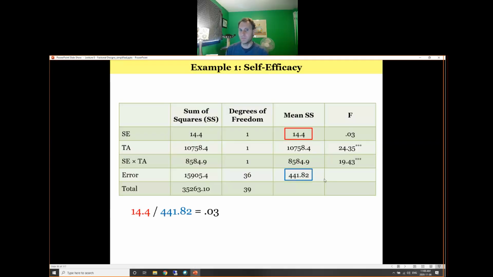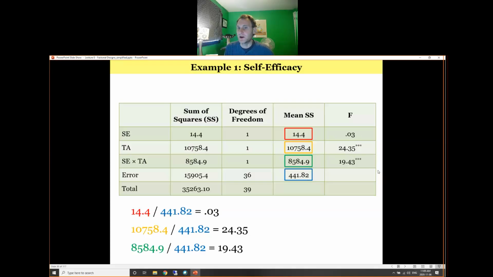And then our F column is computed the same way, except be careful here because you're always using the same error mean square. It's always the error mean square, a mean squared error in the denominator. So the F for self-efficacy is 14.4 divided by 441.82. The F for time available is 10,758.4 divided by 441.82. And for the interaction term, it's 8,584.9 divided by 441.82. So we're always dividing by our mean squared error. We just divide each one by our mean squared error to find our F's.